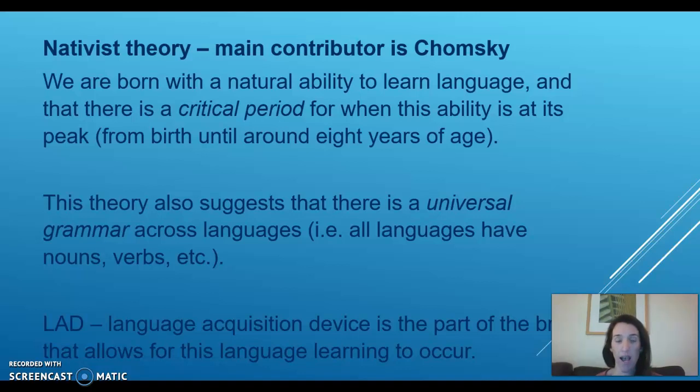So this theory, our main points are that we are born with a natural ability to learn language, and while it's natural, there is a critical period when this ability is at its peak, and that's from around birth to around 8 years of age. This theory also suggests that there's a universal grammar across all languages. So we're looking at nouns and verbs, so you might like to look at deep structure and the surface structure of grammar as well. And very importantly, this theory uses the language acquisition device. It's a part of the brain that allows for this language learning to occur.